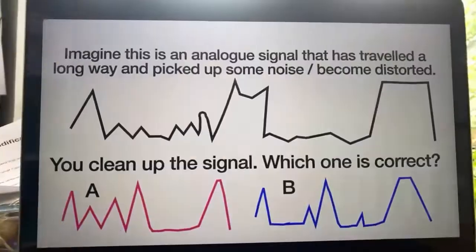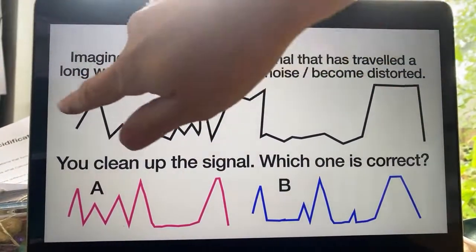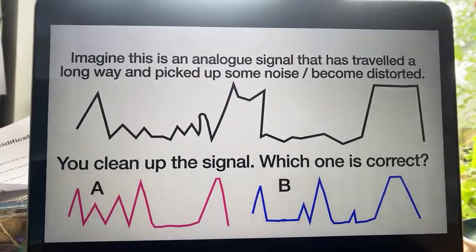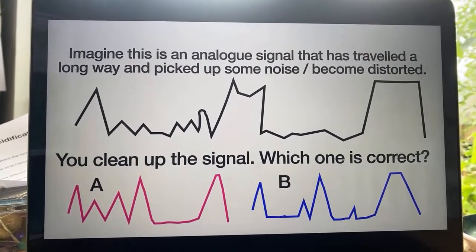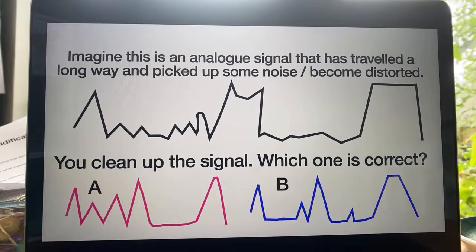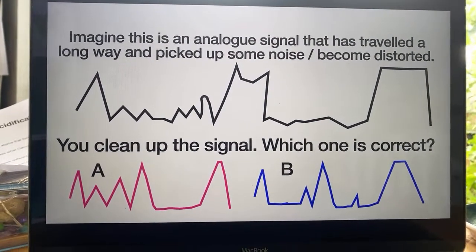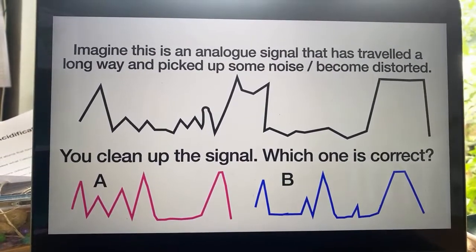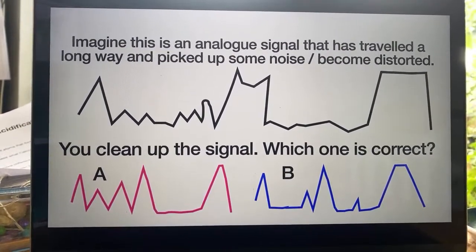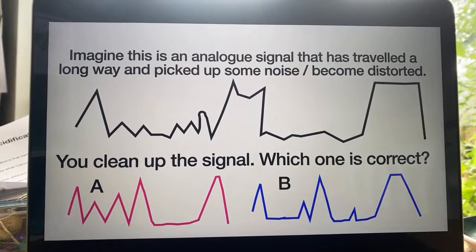Which one of these is correct? This black one is the wave that has become noisy because it's travelled a long way. If you clean up the signal, which one is correct? Is it A or is it B? I'm only going to give you 10 teacher seconds for this. Is it A, the pink one, or is it B, the blue one? Which one of those is that analog signal after it's been cleaned up a bit?